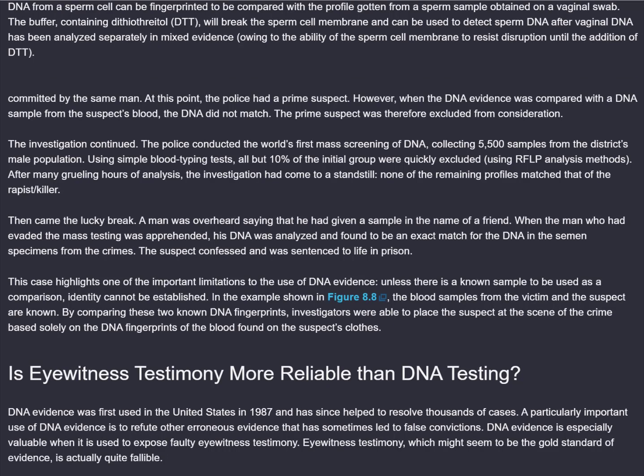DNA from a sperm cell can be fingerprinted to be compared with the profile gotten from a sperm sample obtained on a vaginal swab. The buffer, containing dithiothreitol, DTT, will break the sperm cell membrane and can be used to detect sperm DNA after vaginal DNA has been analyzed separately in mixed evidence, owing to the ability of the sperm cell membrane to resist disruption until the addition of DTT.